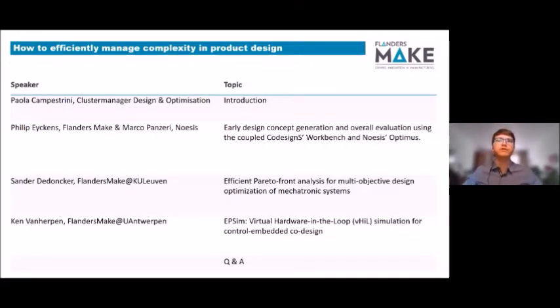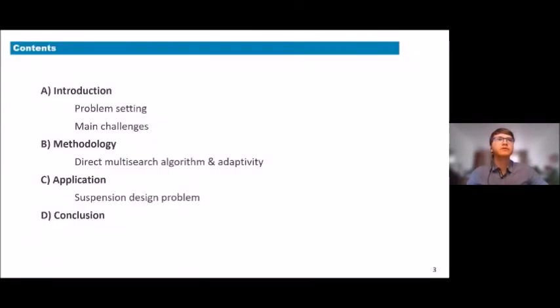The theme of my talk is very similar to the previous one. It's also about how to bring optimization closer to engineering design. But I will be focusing more directly on Pareto-front analysis, that is to say, multi-objective design. And the application I will investigate is mechatronic systems design. Content-wise, I will start with a brief introduction to set the scene and explain the main challenges. Then we will investigate what methodology we will be using to solve the optimization problem. And I will conclude with an application, a case study in mechatronics design.